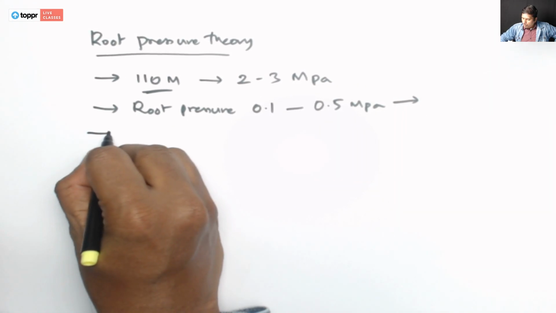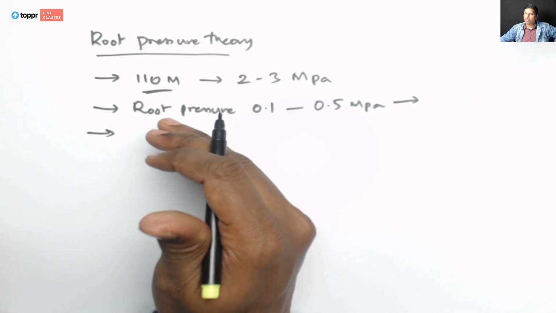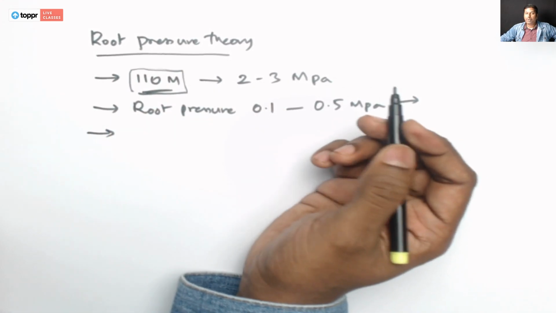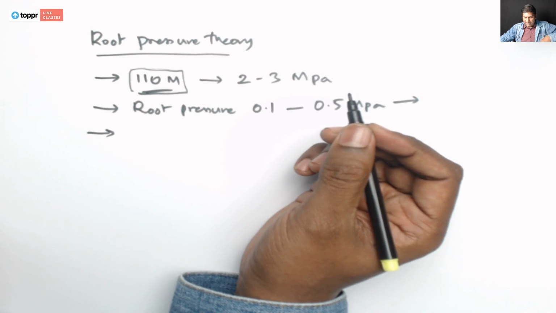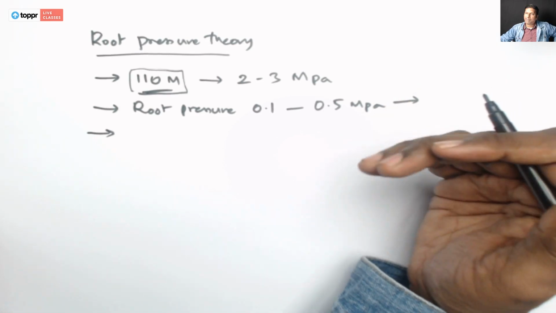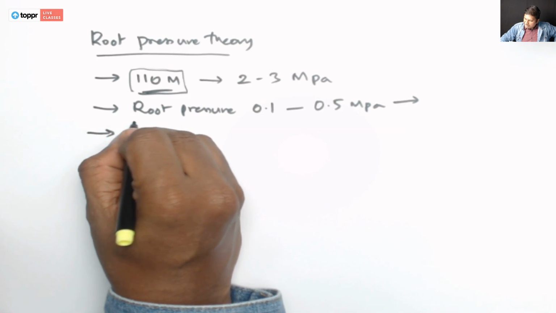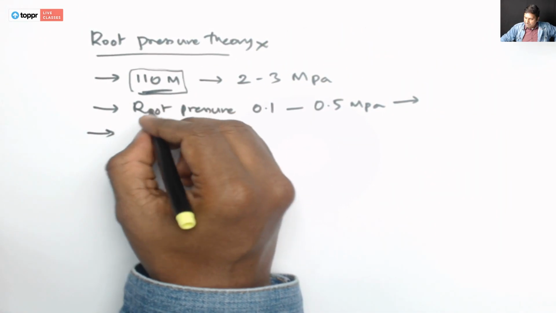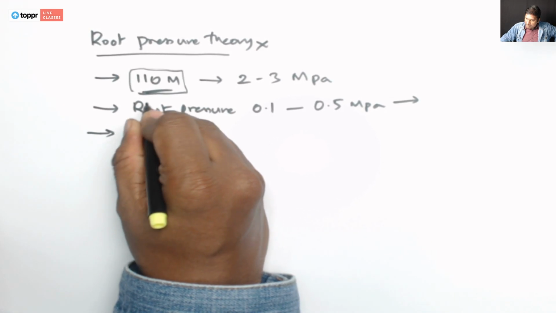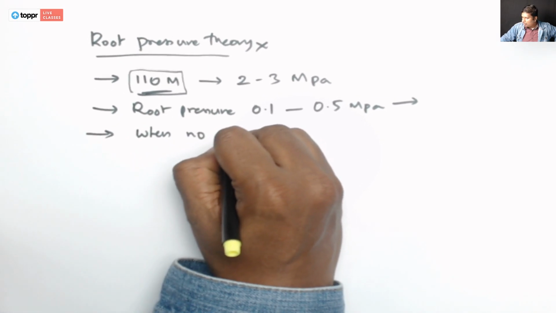Okay, so root pressure can be one of the reasons why the water is moving in the upward direction, but it cannot explain it in plants which are quite tall. With this pressure, maybe to some extent the water can be pushed in the upward direction, but this theory failed to explain why the water is moving from the roots to the top of the plant even when there is no root pressure.